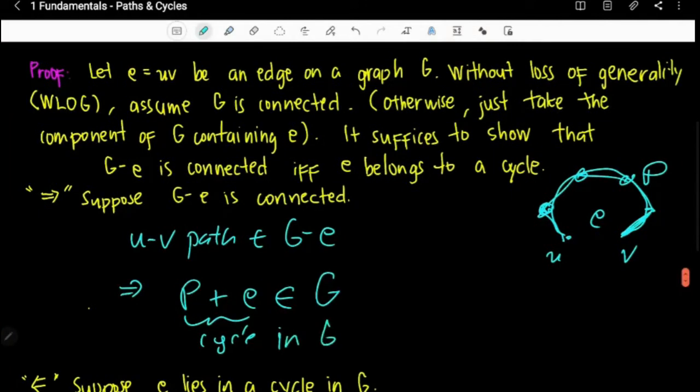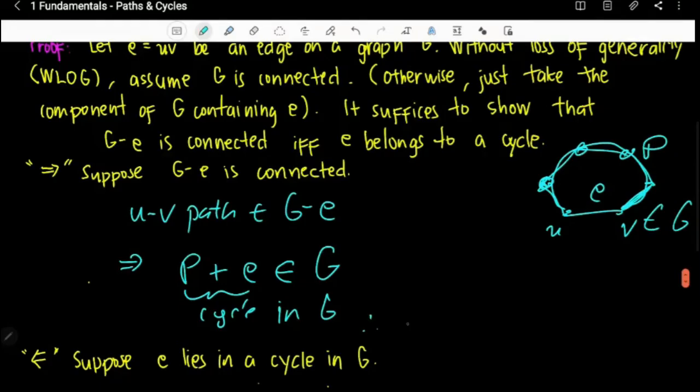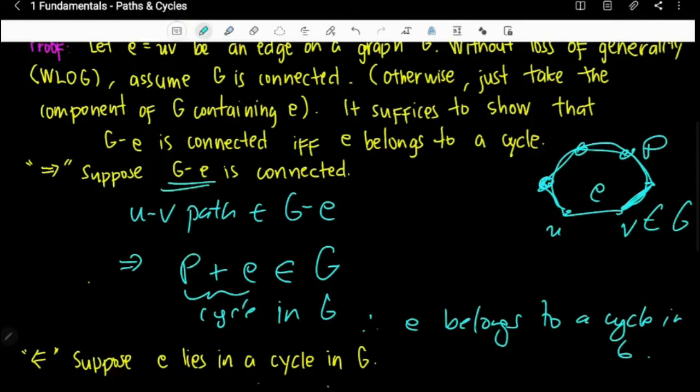In G. That's a cycle in G. Di ba? So pag ikinonect mo yung U at V, mapupunta ka sa G, you have a cycle in G. So that means UV is a cycle in G. So napakita natin na therefore, E belongs to a cycle in G. So basta yung G minus E connected, yung E nasa cycle.